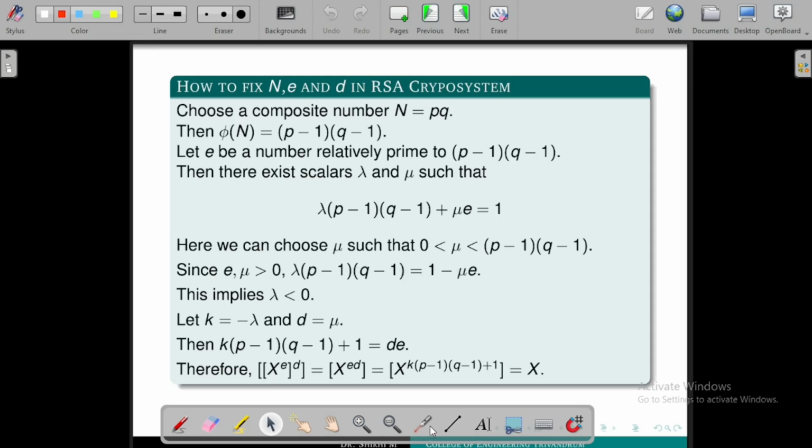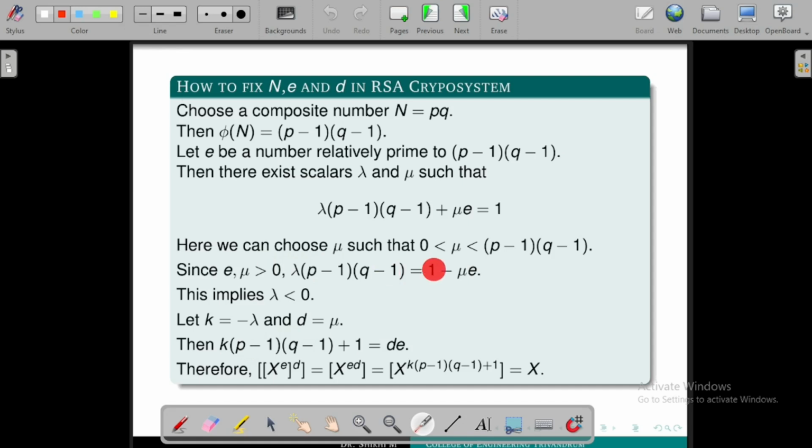The 1 minus mu e becomes negative on the right hand side. And you know p minus 1 is positive and q minus 1 is positive. So this lambda must be negative. This implies lambda is less than 0. And we call minus lambda as k and this particular mu as d. D is an integer we want to decode the message.